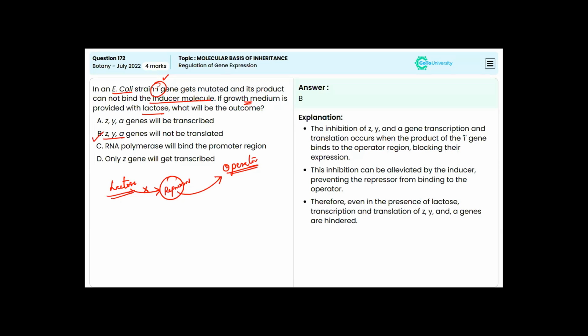We are winding up the class right now because of the limitation of time. We'll be continuing the chapter, as well as the questions, in the next class.